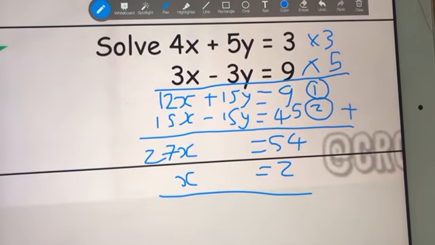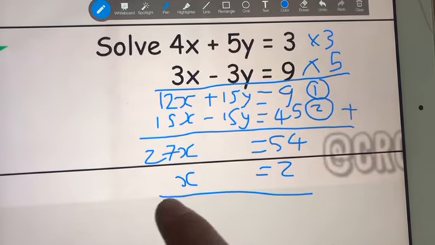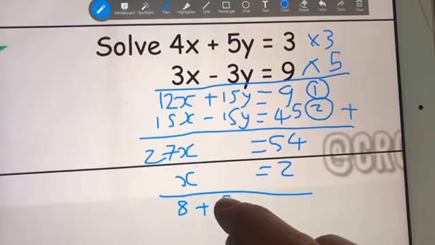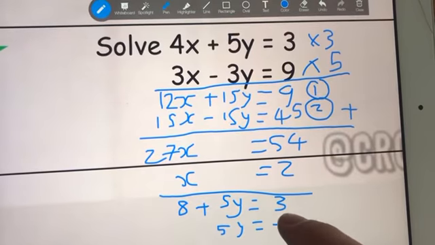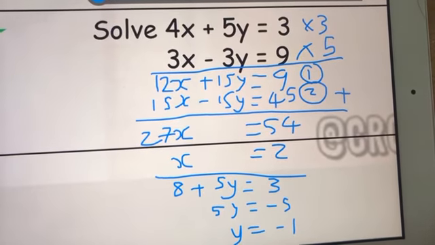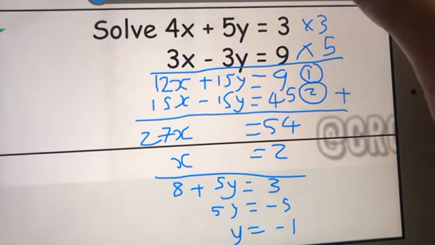Once you know x is 2, the rest is fairly straightforward as well. I'm going to sub x is 2 into the top one. So 4 times x is 8, plus 5y gives me 3. Take away 8 from both sides, 5y equals minus 5. That would mean y would have to be negative 1. That was worth 3 points.